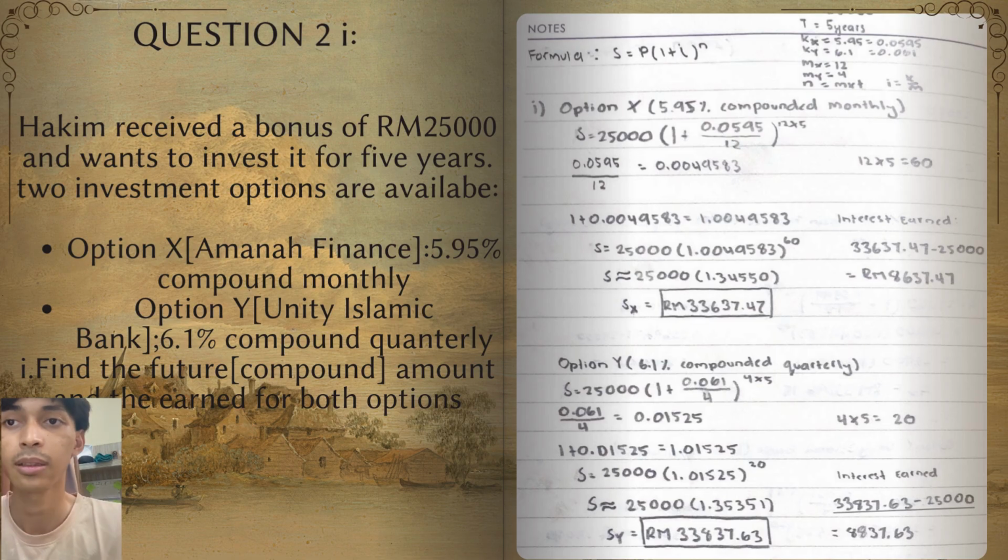The interest earned for option Y is 33,837 ringgit 63 cents minus 25,000. So the answer is 8,837 ringgit and 63 cents.